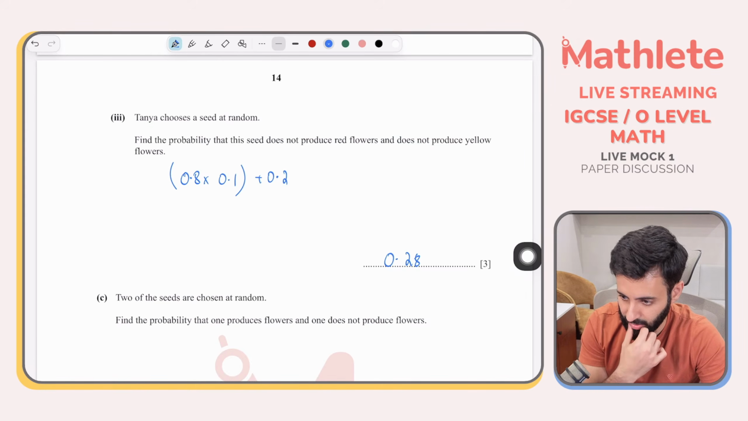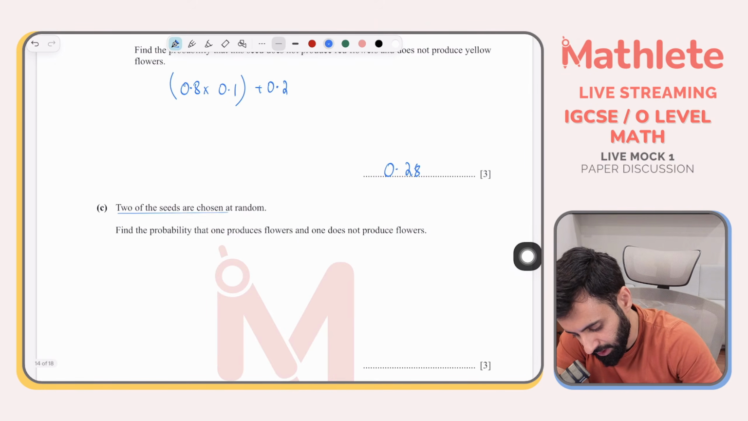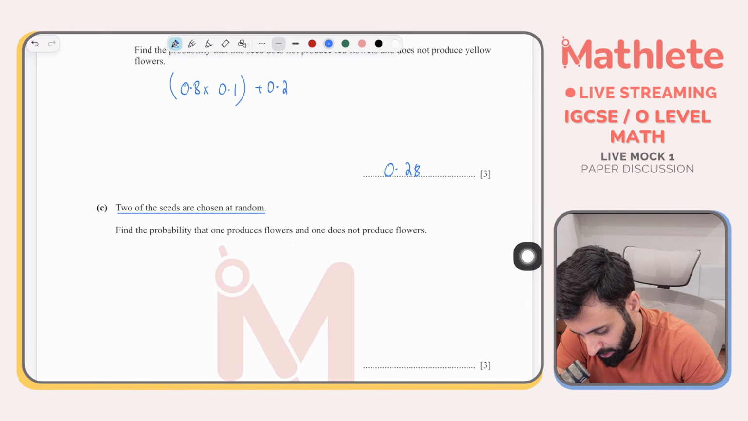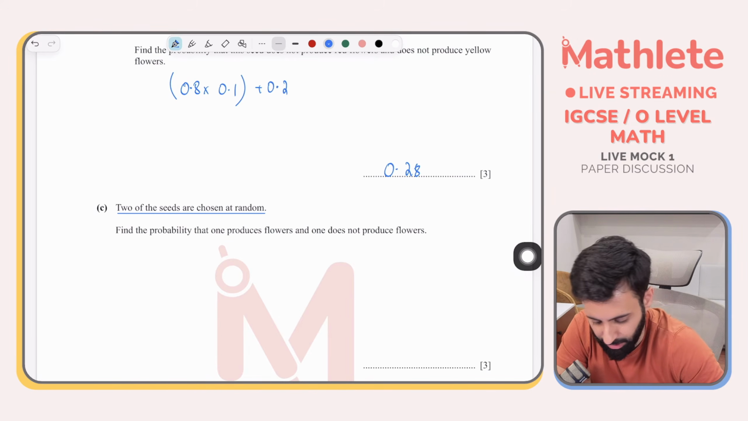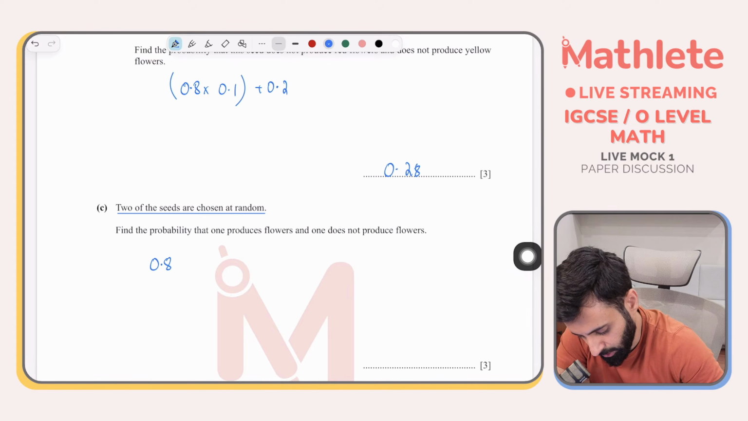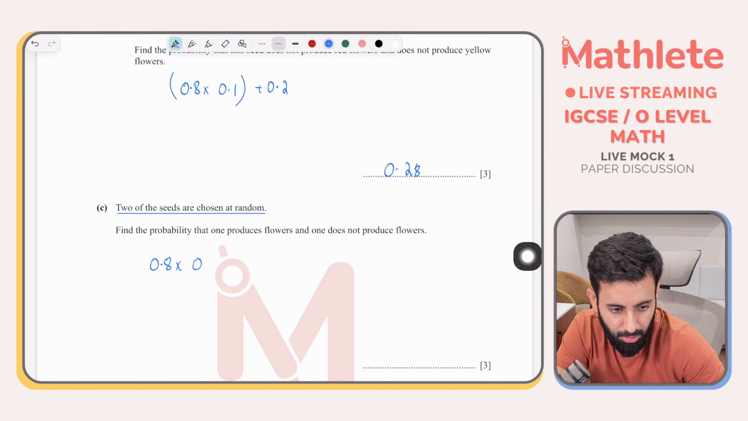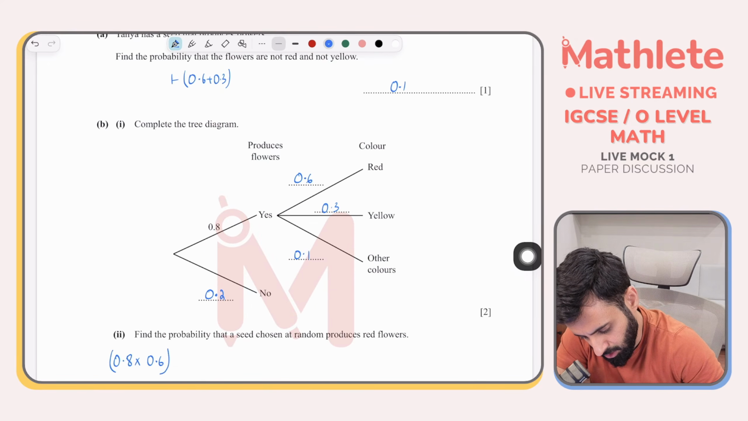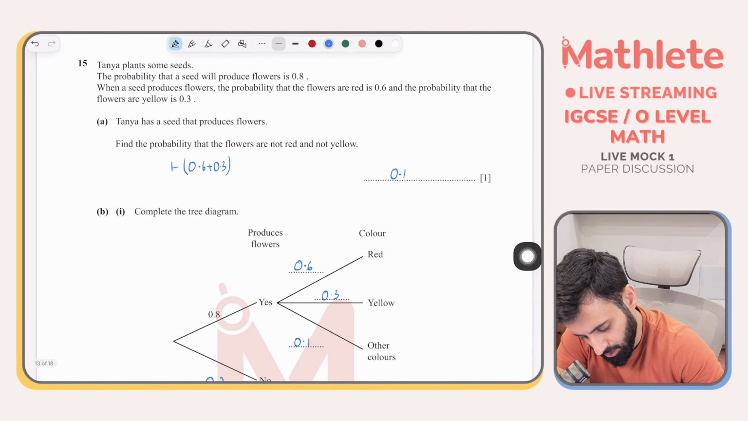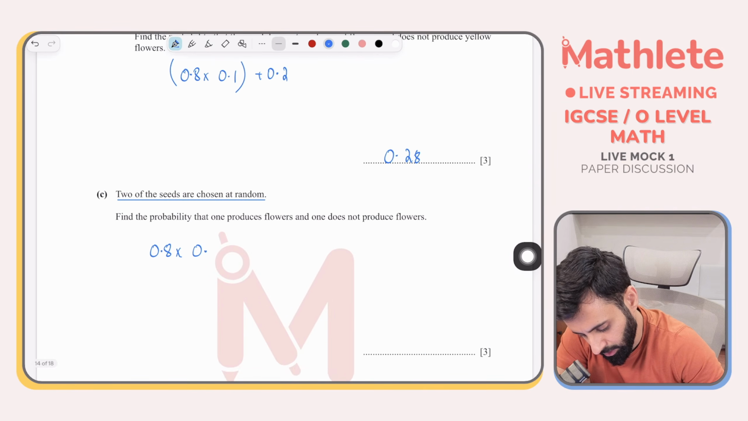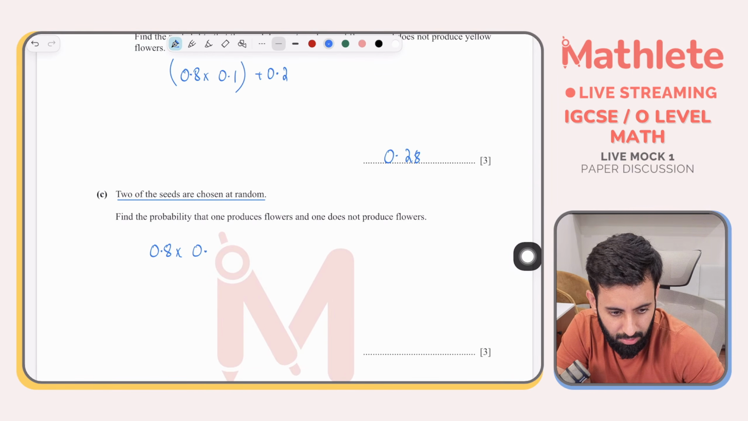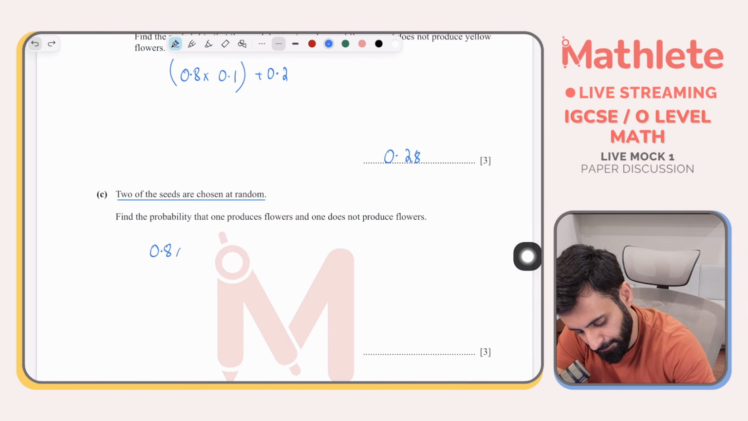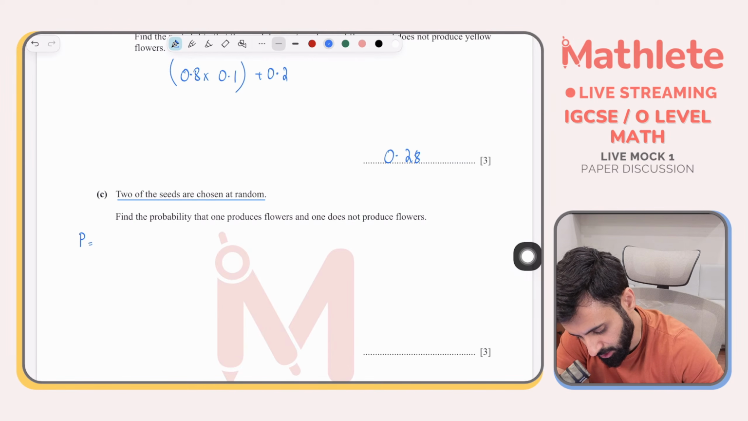That's 0.28. Okay? Two of the seeds are chosen at random. Find the probability that one produces flowers and one does not produce flowers. Which flower are we talking about? Two of the seeds are chosen at random. Find the probability that one produces flower and one does not produce flower. So the probability that it produces flower is 0.8. The probability that it does not produce flower is 0.2.